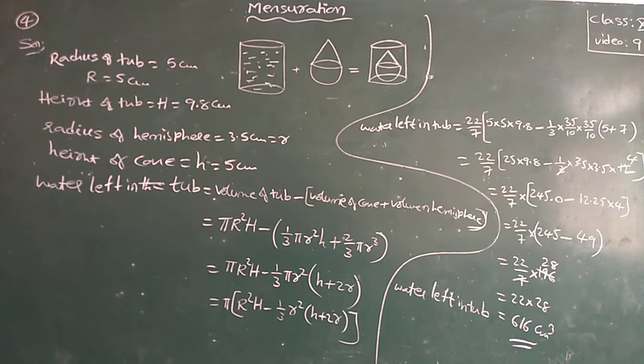Now, pi R square h minus 1 by 3 pi r square h plus 2 by 3 pi r cube. If I take 1 by 3 pi r square common, h plus 2r, that is pi R square h minus 1 by 3 pi r square into h plus 2r. So simplify it, we will get the answer.